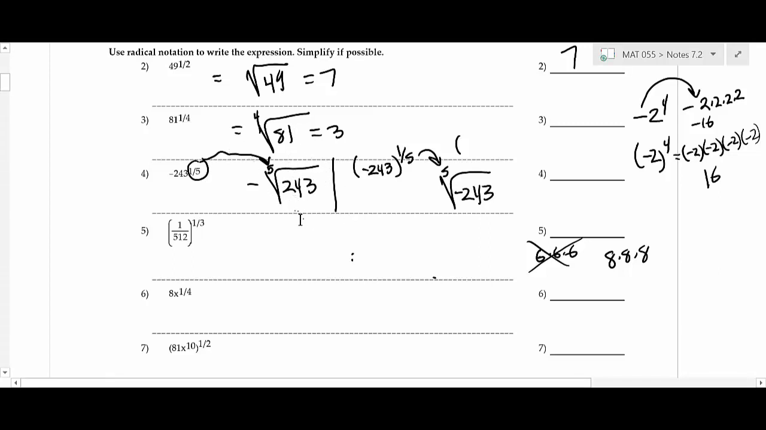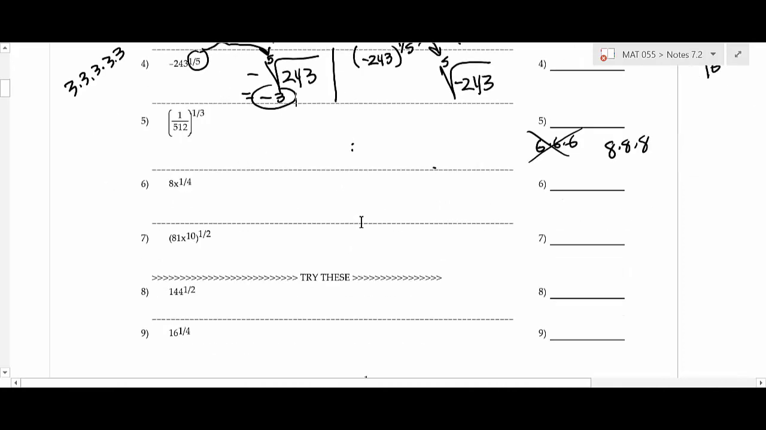Okay, 243. If you did the fifth root, you would find that 3 times 3 times 3 times 3 times 3 is 243. So the answer to this problem is going to be negative 3. That's it. Okay? All right, good or bad? Everything okay? Now, pay attention to what I just taught you on this. You know a 1/4 power becomes what? A 4th root. Everybody solid with that?